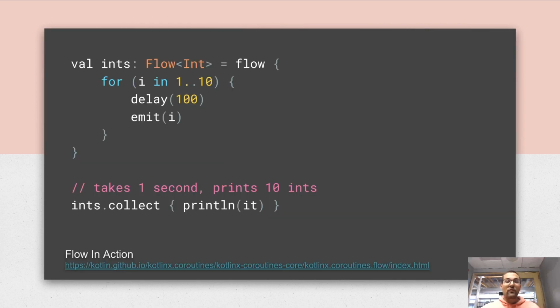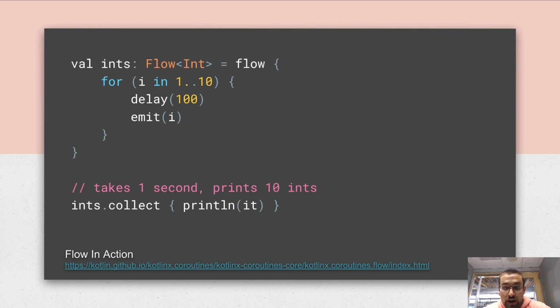So here's an example of what a simple flow would look like. We've defined this property called ints, which is a flow of ints. Within that flow block, we can iterate 10 times. Within each iteration of that loop, we're going to delay for 1/10 of a second. So that will essentially just suspend that coroutine for 1/10 of a second, and then we're going to emit a value. Then down below, we call collect on that ints property.